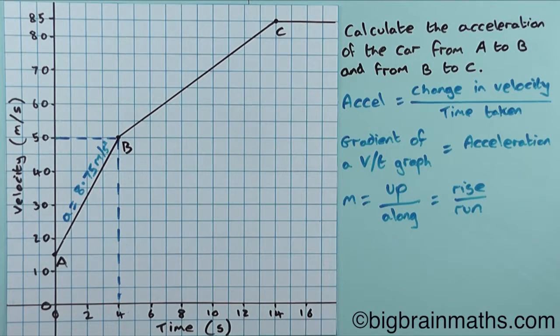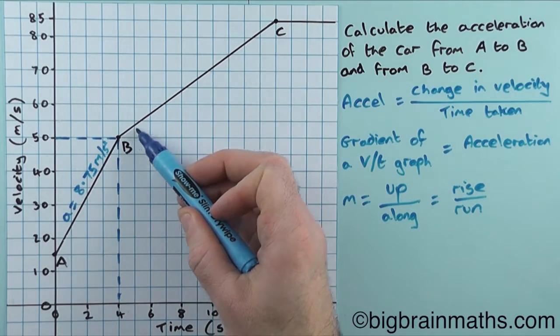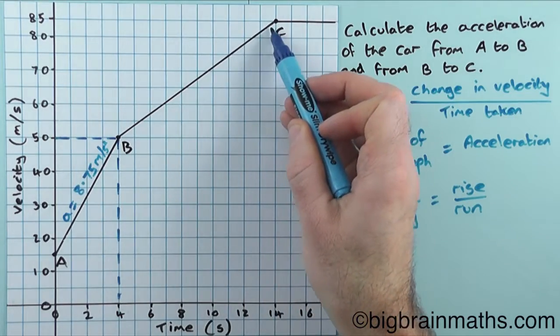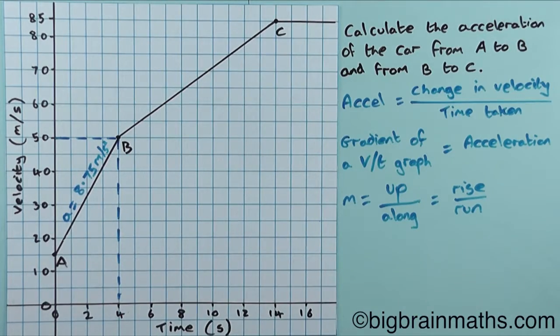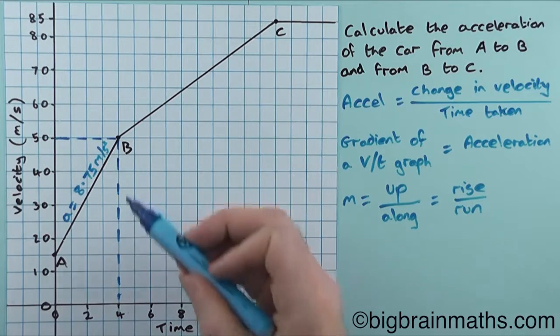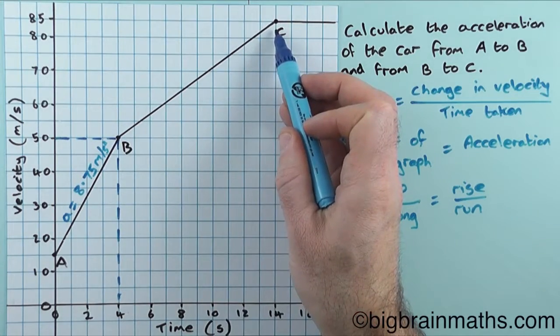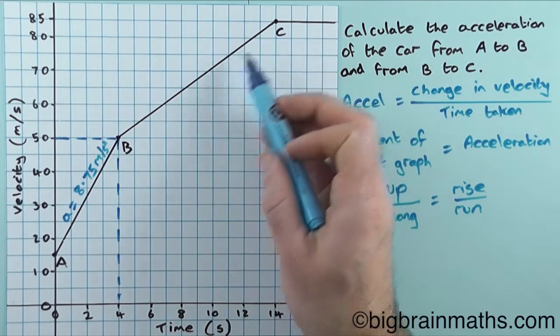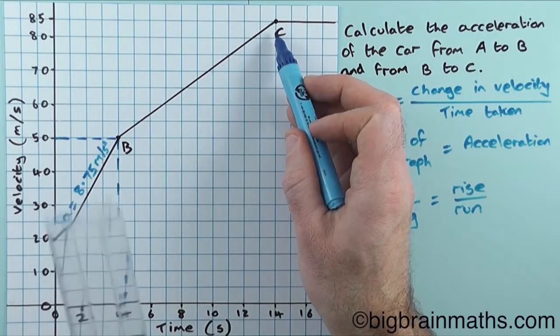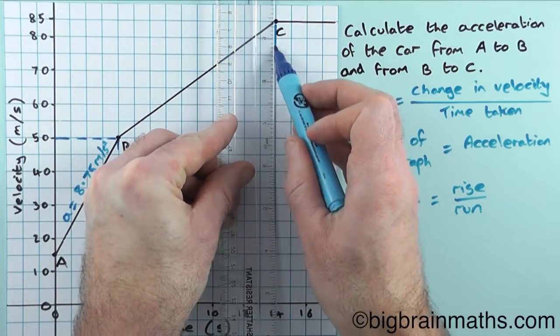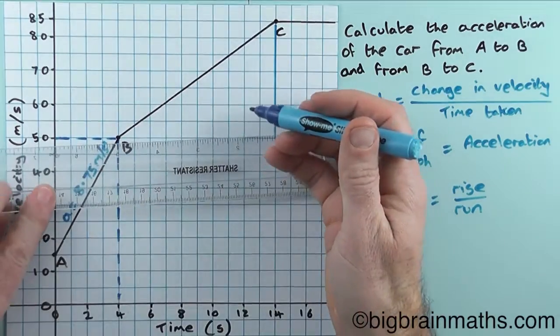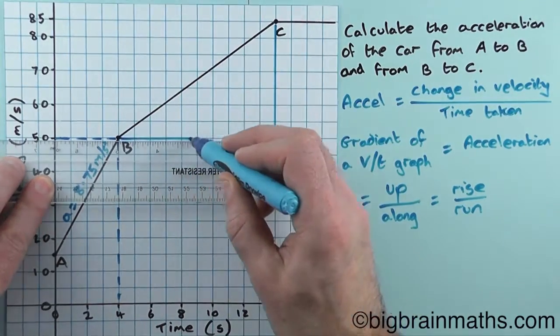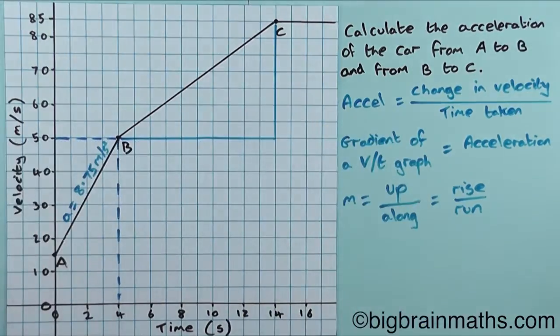Now remember, to work out the up distance and the along distance, we need to choose two really good points along this line and then draw a triangle between these 2 points. Now you can choose any 2 points that you want, but I think that the easiest points to choose are the points at the beginning and at the end of the line. So I'm going to draw a triangle between these 2 points. So I take my ruler and I draw a triangle between these 2 points. And remember, your triangle must be drawn with horizontal and vertical lines only.